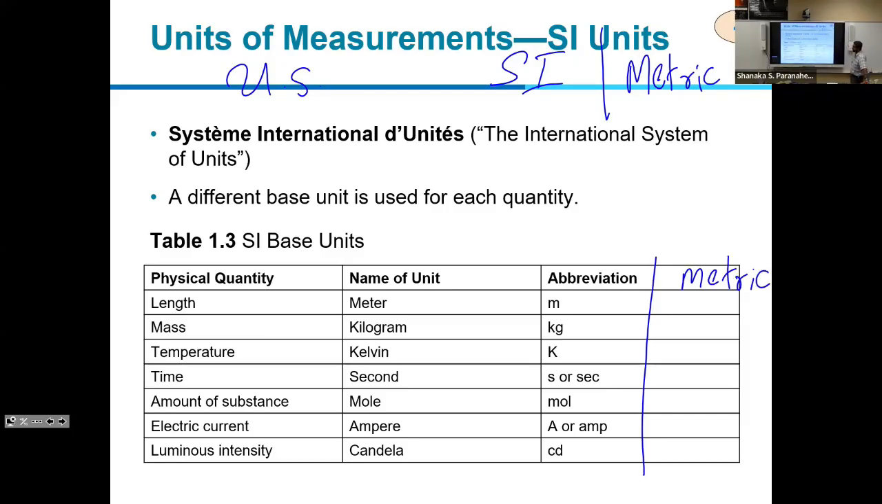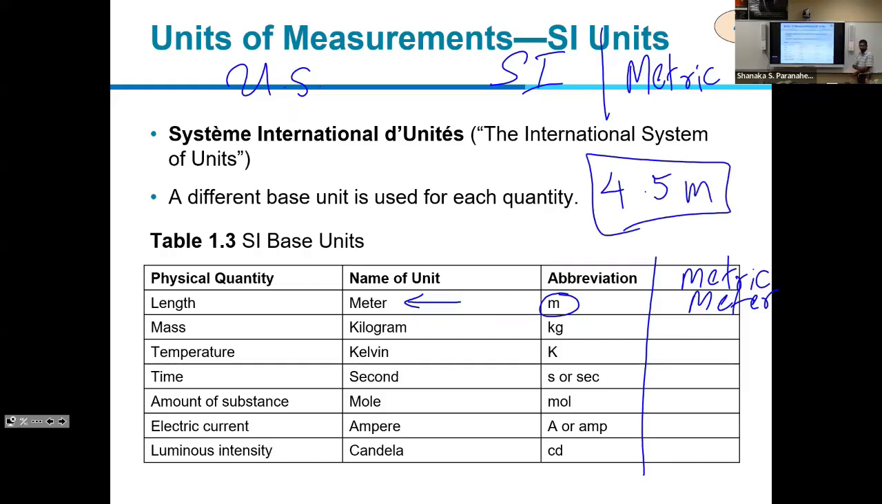Some of the physical quantities that we are going to measure in a chemistry class or in a science class is like length. If we're going to take the length of an object, we are going to record it in meters. That's the SI unit, and the metric system has the same unit, meter. The abbreviation is simply m. So if you write 4.5 m, this is the length of something. It's 4.5 meters.